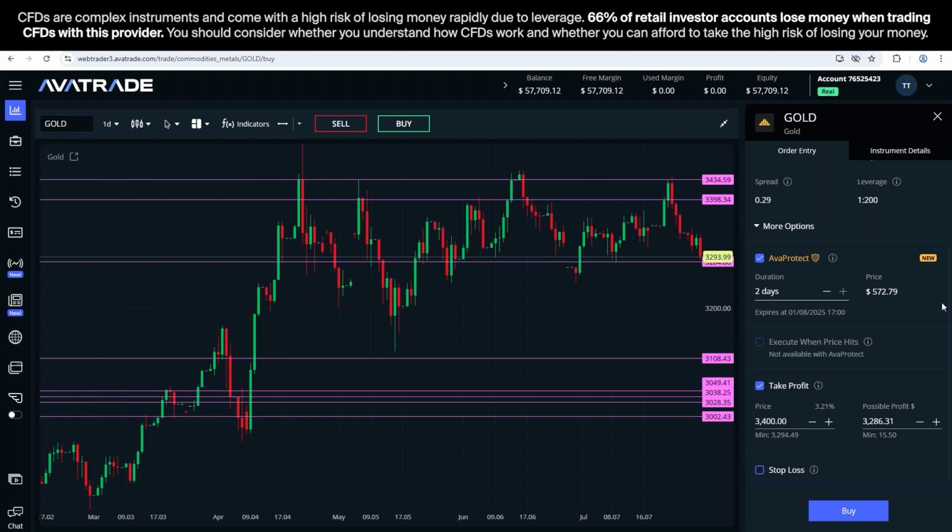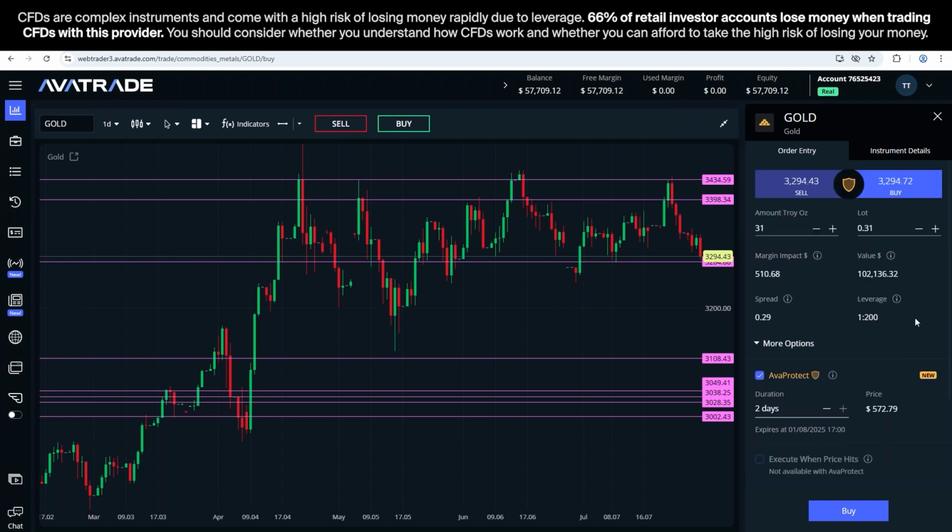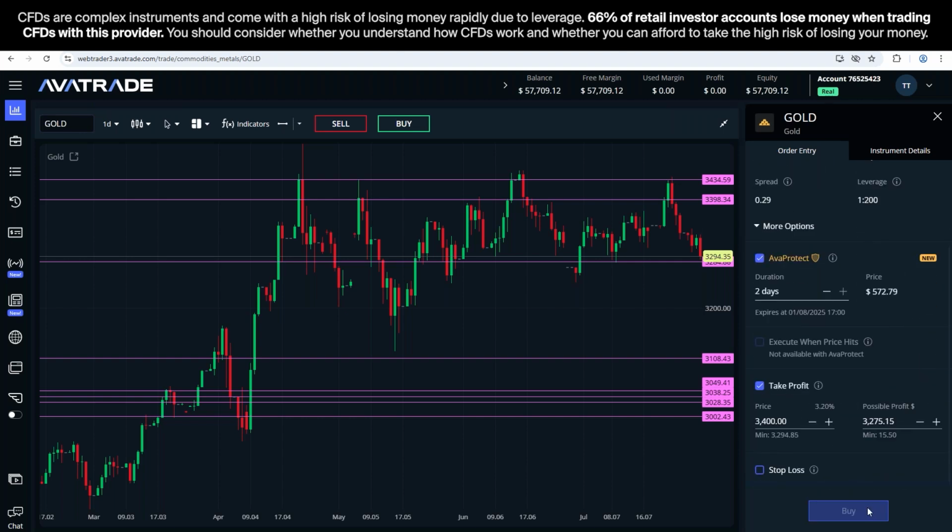Okay, very small risks, large movements potentially with announcements like we have today, tomorrow and Friday. Okay, so once you have the risk management done, and I see, okay, it's only costing me $572, my potential profit's $3,300, I'm in the buy direction here on gold, then I can go ahead and buy.